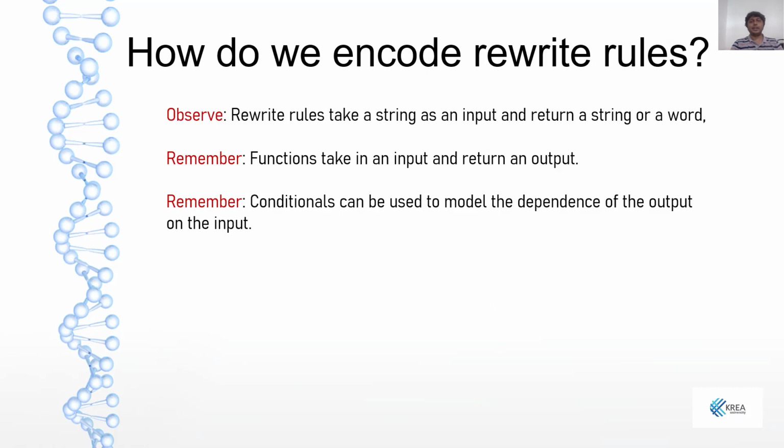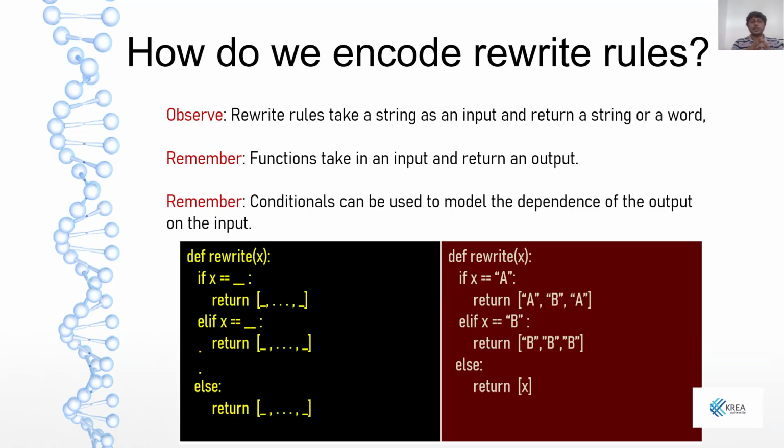So how do we encode rewrite rules? Observe that rewrite rules take a string as an input and return a string or a word. And this actually resembles the structure of a function, where a function takes an input and returns an output. But in a rewrite rule, you have a different output for every input. So what we can use are conditionals, which model an output depending on the kind of input that you get. A broad structure of this rewrite rule is given on the left side.